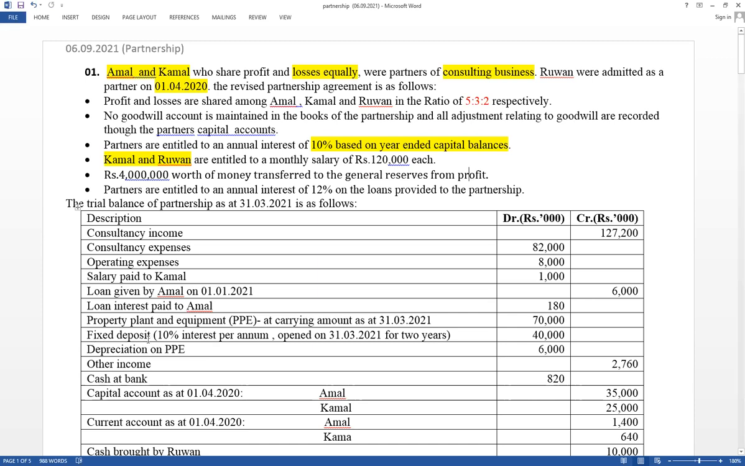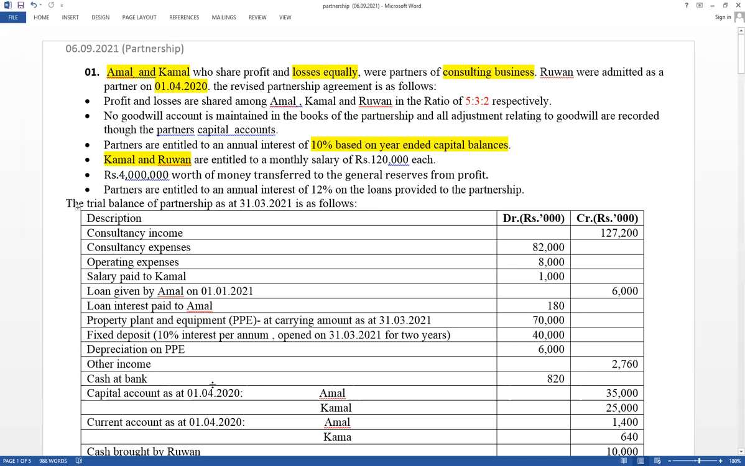And a fixed deposit is also given at 10% interest per annum, opened on 31st March 21 for a 2-year period. The deposit was made at the end of the year. Therefore, during the accounting period, the fixed deposit is not available, so fixed deposit interest income need not be calculated. You have to apply accrual concepts. Therefore, the fixed deposit should be included only in the financial position.